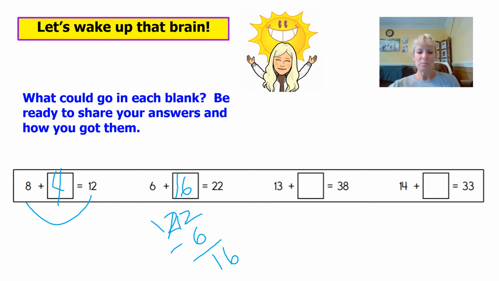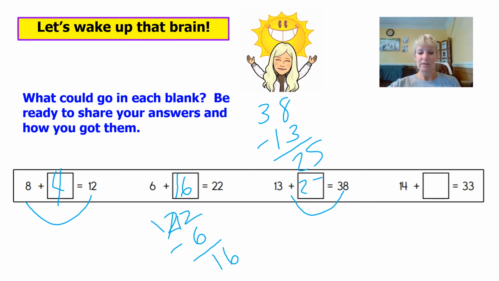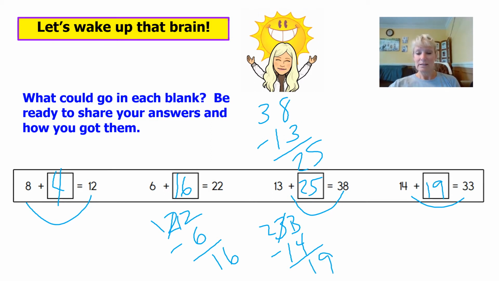All right, 13 plus something is 38, so we're going to use that subtraction practice again. So I'm going to say 38, and I am going to subtract 13, and that gives me 25. So I know if I add those two together, I will have the 38. All right, again, let's go ahead and use the subtraction. So I'm going to take 33, and I am going to subtract 14, and that will give me 19. So 14 plus 19 equals 33. I hope you use that inverse relationship in order to figure out a missing blank.